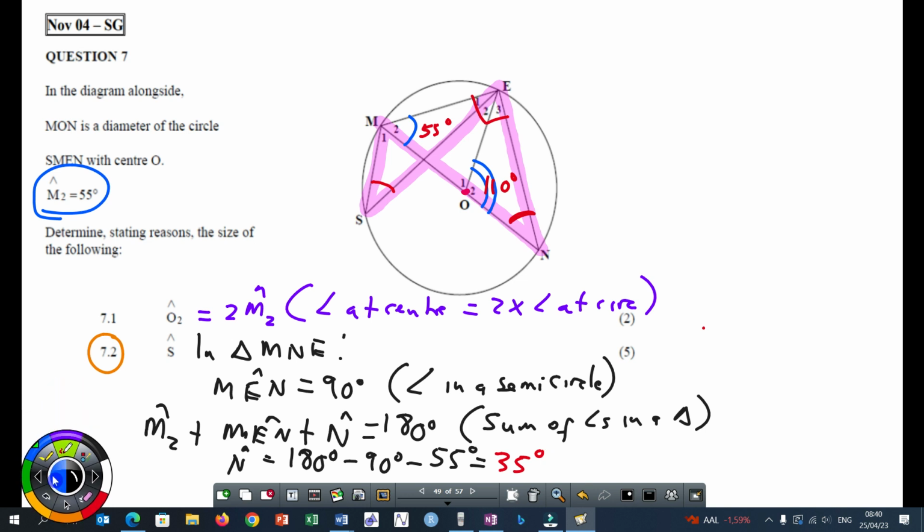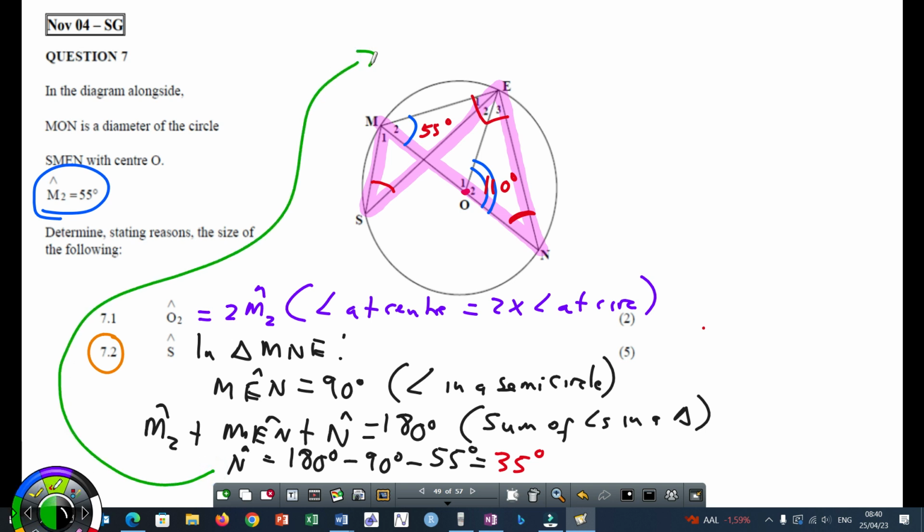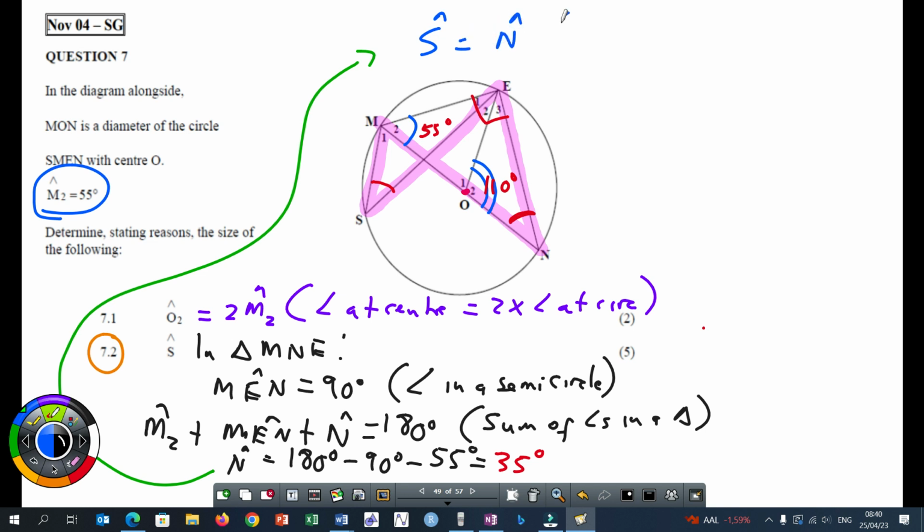Are you following? Then from here, just to save space, I'll carry on there. So I'm almost done. Here I'll say angle S is equal to angle N, and my reason is going to be angles in the same segment. So angle S will be equal to 35 degrees.